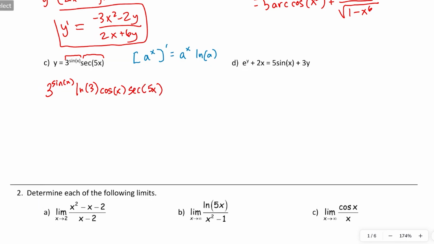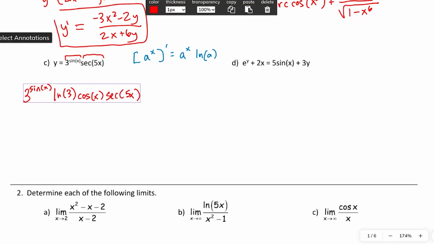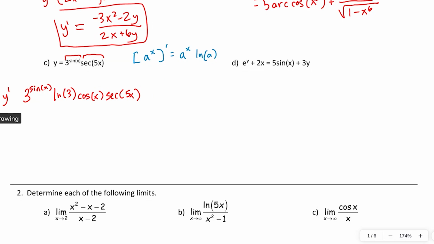So that is all from the first part. Let me drag it over here because we are definitely going to need a little bit more room here. I'll just go ahead and write y prime. Okay, so that's just the first piece, right? That's sort of your f prime, and here's your g, of the first part of that product rule. So plus 3 to the sine x. I'm going to leave that alone.